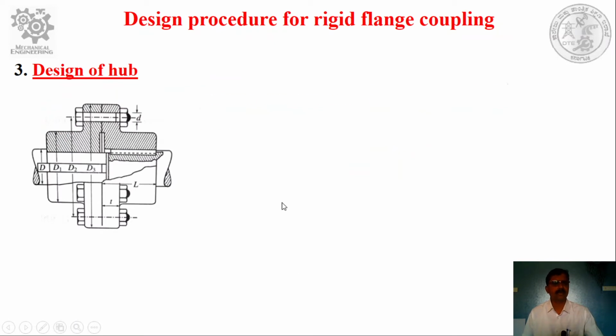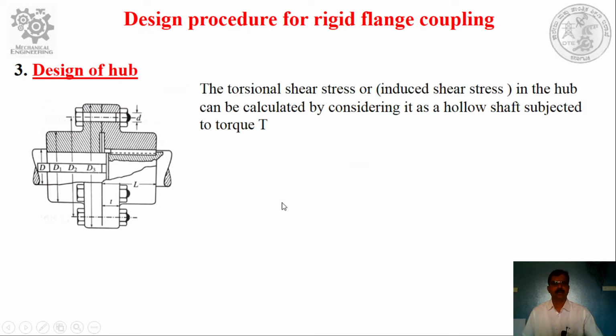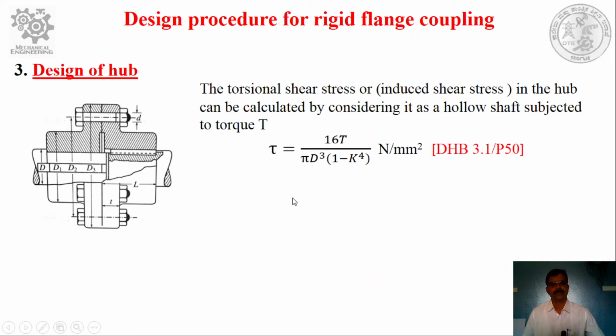Now design of hub. The torsion we already fixed, that is, calculate the diameter of the hub with the empirical relations. The d1 is equal to, but we are going to check the individual shear stress in the hub. The torsional shear stress or individual shear stress in the hub can be calculated by considering it as a hollow shaft subjected to the torque T. Now this is the maximum shear stress developed in that one.